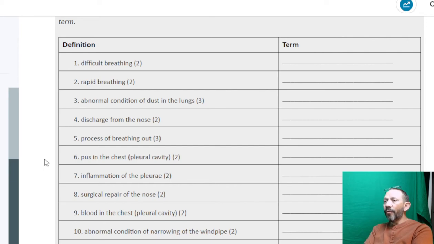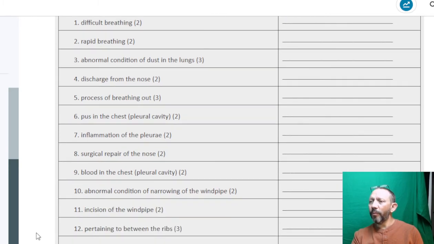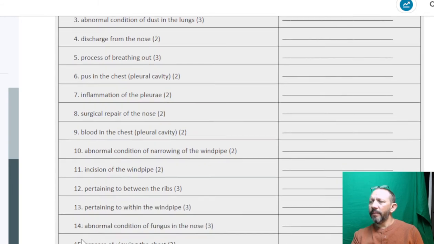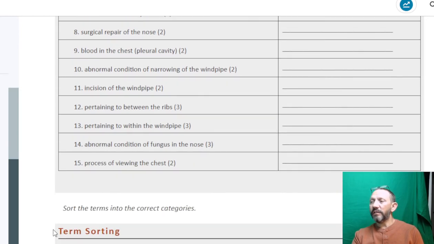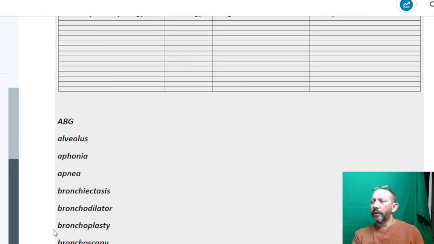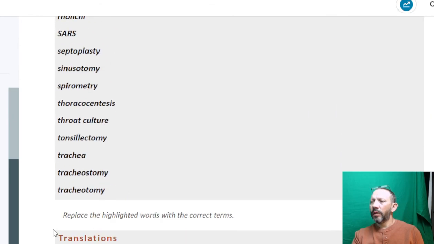Discharge from the nose is rhinorrhea. Process of breathing out, expiration. Pus in the chest, pio, oh, I gotta look that one up. Inflammation of the pleura, pleuritis. Surgical repair of the nose, rhinoplasty. Incision, and that's a tracheotomy. Ostomy, os makes a hole. Fungus. Ew. Yeah, very cool. Lots of these.